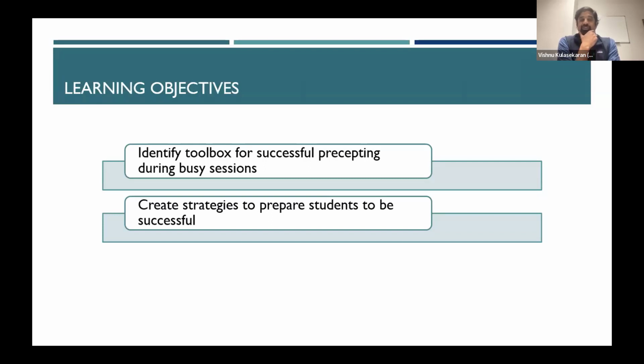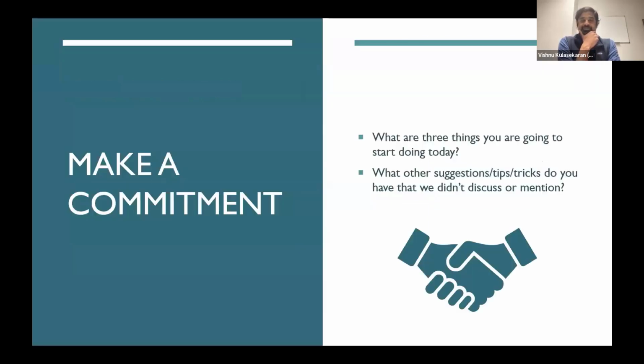So our learning objectives are simple. We hope you can identify a toolbox to use to help you during busy sessions and create strategies to help your students be the most successful they can. We ask you, if you can, to try to make a commitment of 3 small things that you could start to do after going through these sessions and listening to us share our ideas and from our panel. And we'd love it at the end if you had any new ideas to share with us or other tips that we didn't discuss to bring those up, and we'll try to answer questions at the end.